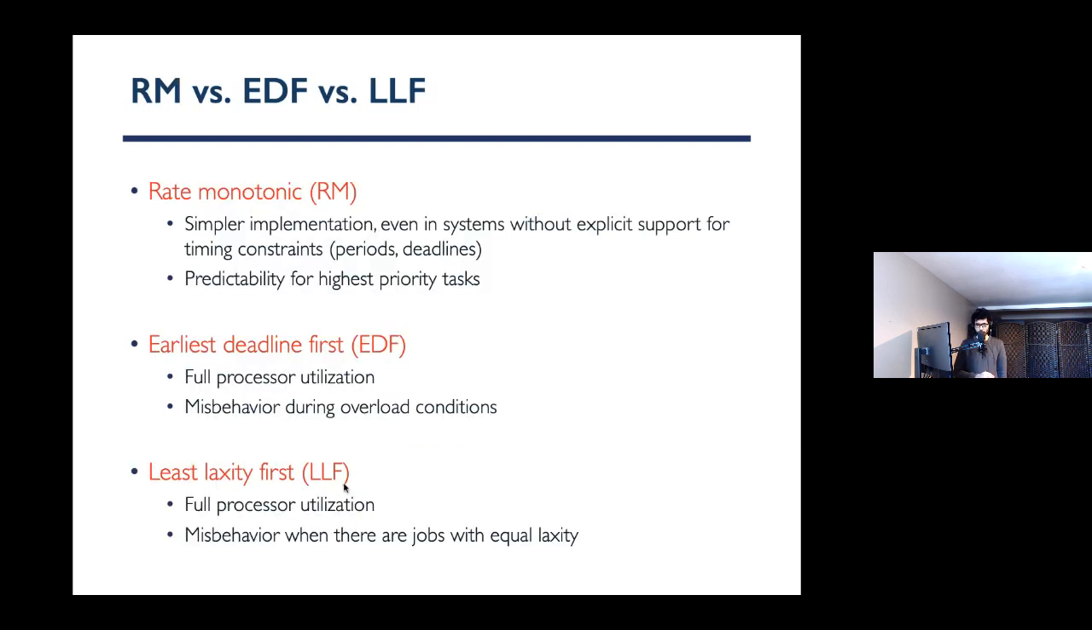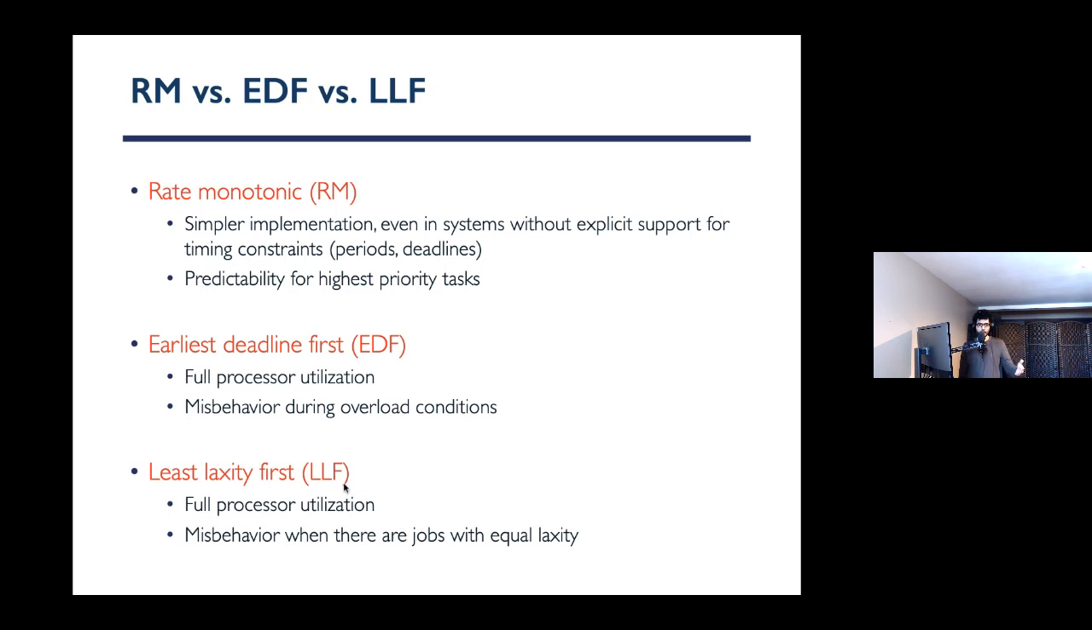Now, just to put all these three scheduling policies together, we talked about rate monotonic. It's simple. Implementing it is very simple. The downside is the bound is low, right? It's close to 70%, but it's very simple. And in terms of implementation, it's really good and easy to implement.